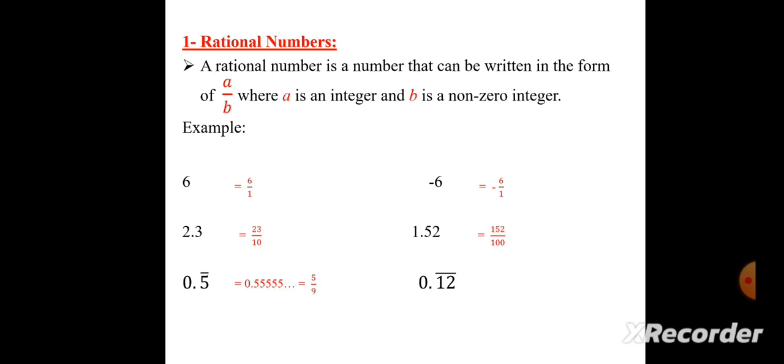When there is only one digit under the bar sign, I write only 9 in the denominator. But 0.12 bar is 0.121212 and so on. It's repeated, it doesn't terminate, so I can write it in the form of 12 over 99. If I'm talking about 0.12 only, I can write it as 12 over 100. But since it's 0.12 bar, it's 12 over 99.